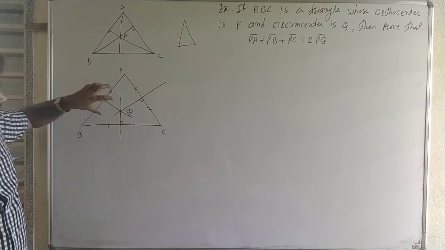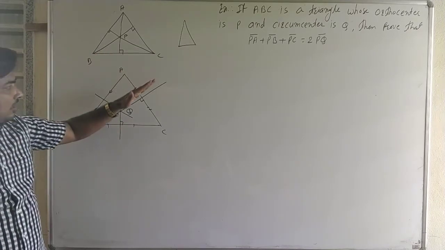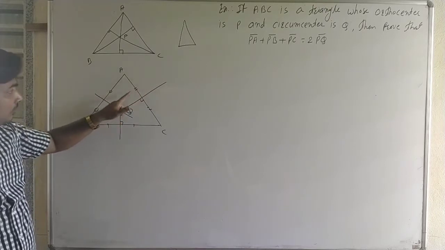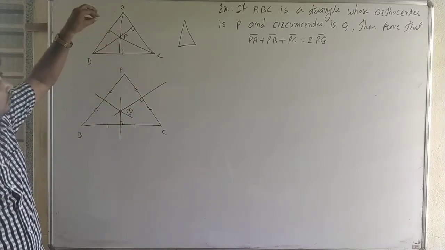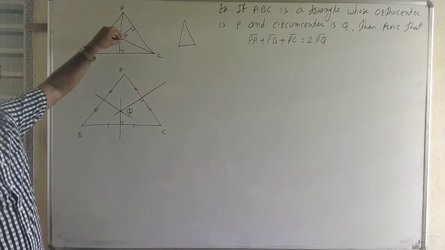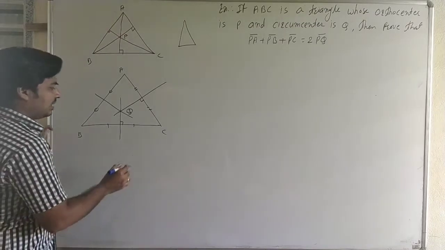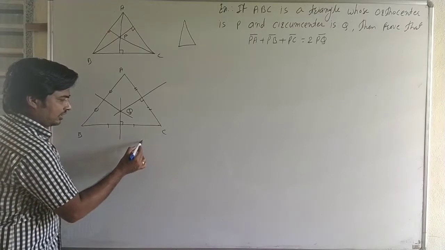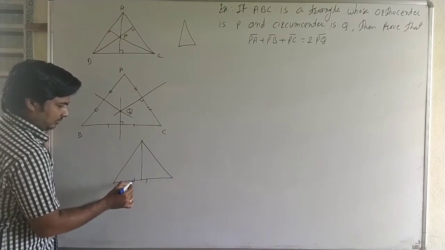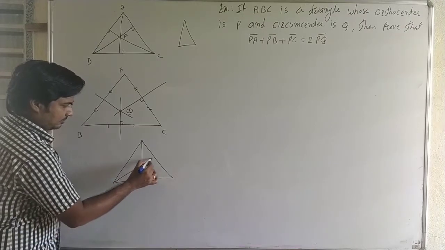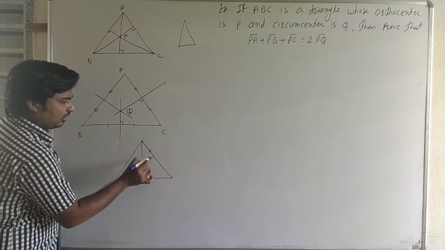Here circumcenter is the point of concurrence of perpendicular bisectors of the sides of the triangle, and orthocenter is the point of concurrence of altitudes of the triangle. And we know that the centroid of the triangle is the point of concurrence of medians of the triangle. Here medians are not perpendicular, they only bisect.